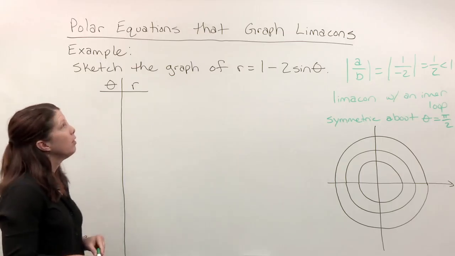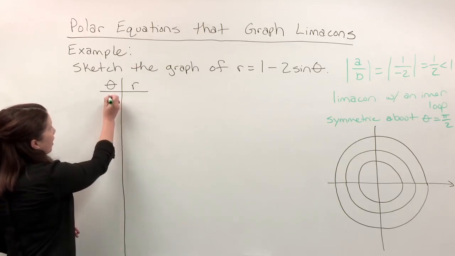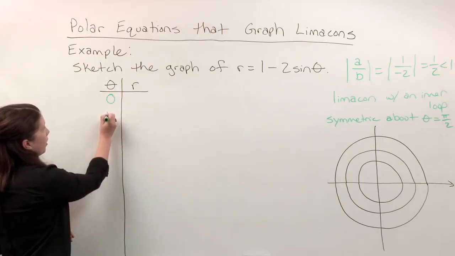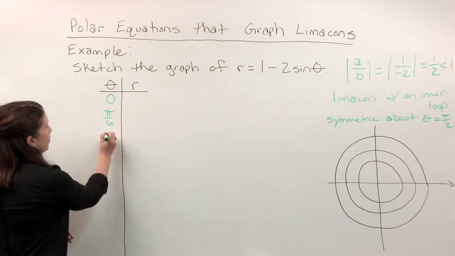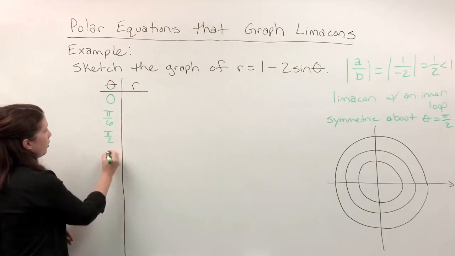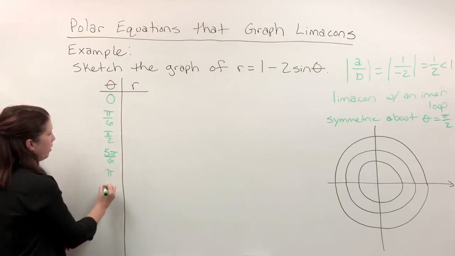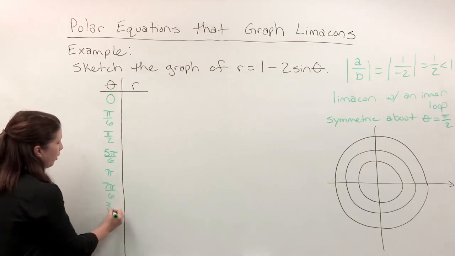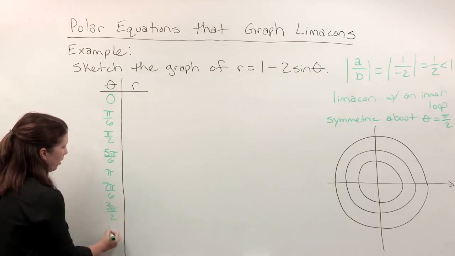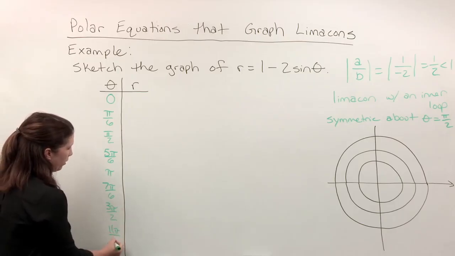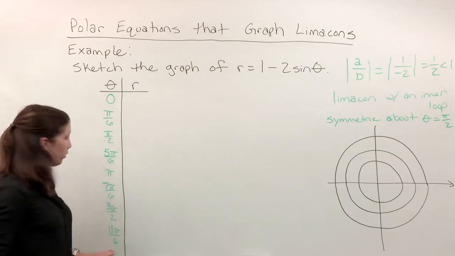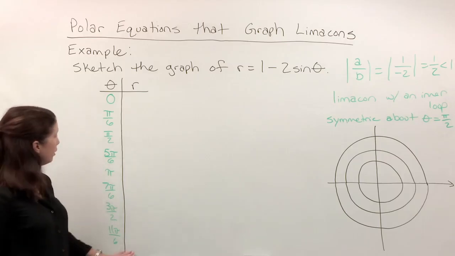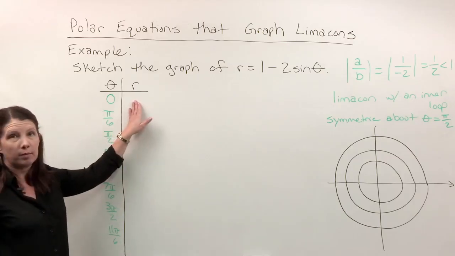So I'm going to use the values of theta starting with 0, then pi over 6, pi over 2, 5 pi over 6, pi, 7 pi over 6, 3 pi over 2, and 11 pi over 6. I could finish with 2 pi, but when I substitute in 2 pi, I'll get the same value as when I substitute in 0.